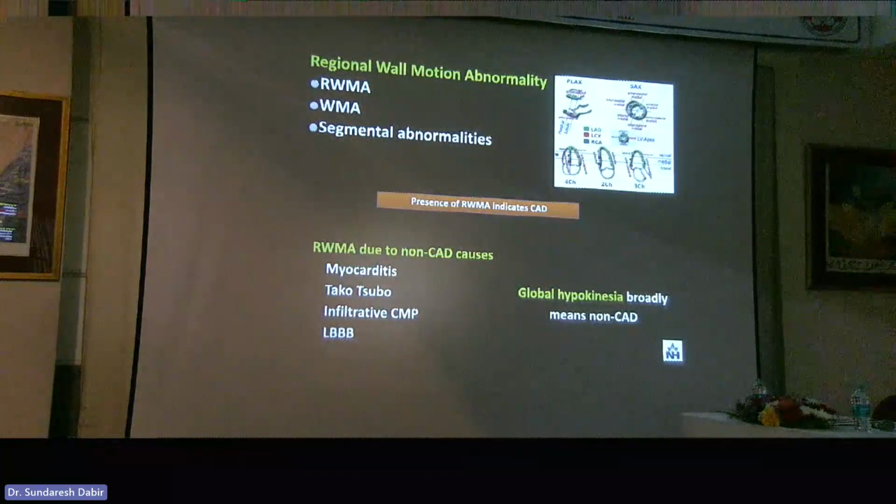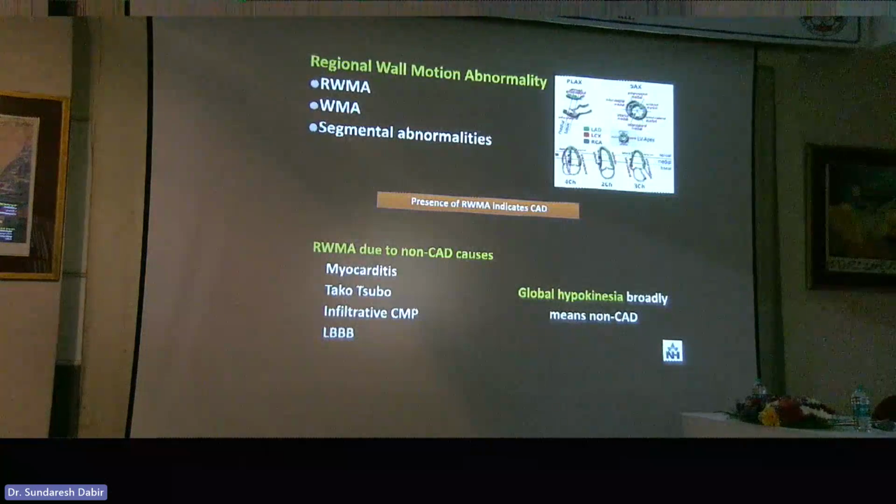So you have examples of myocarditis, you can have Takotsubo, you can have infiltrative cardiomyopathy, LBBB. These can cause wall motion abnormalities in a different context, and there are many other diseases also. And when you use the word global hypokinesia, generally the understanding is that it means there is no coronary heart disease. Though when we talk about triple vessel disease, multi-vessel disease, you see all segments having wall motion abnormality. You might term it as global ischemia or global hypokinesia. So you'll have to be careful about it.